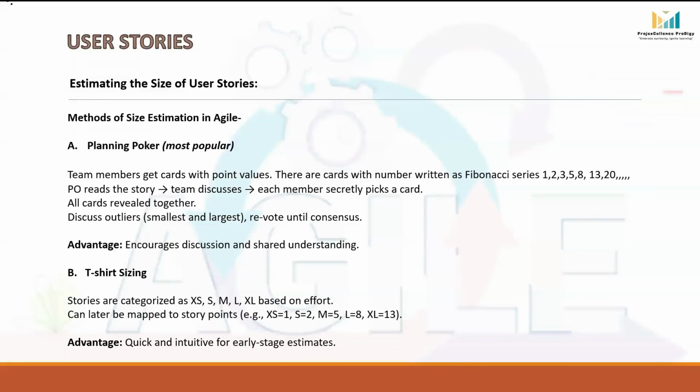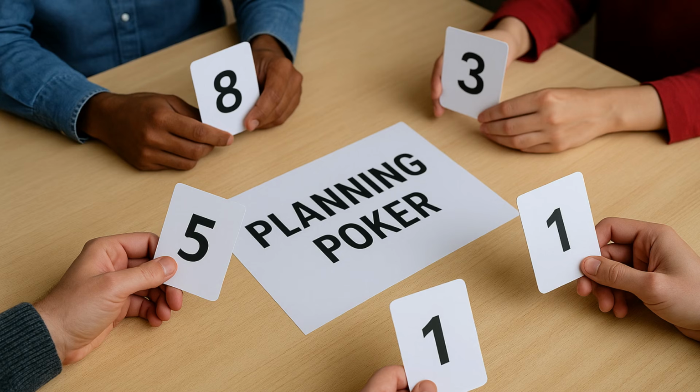Planning poker is probably the most popular technique for user story size estimation. In this technique, each team member gets a set of cards with numbers based on the modified Fibonacci sequence: 1, 2, 3, 5, 8, 13, 20. The product owner first reads the user story, then the team has a short discussion about it. After that, every member secretly picks a card that reflects their estimate. All cards are revealed at the same time.